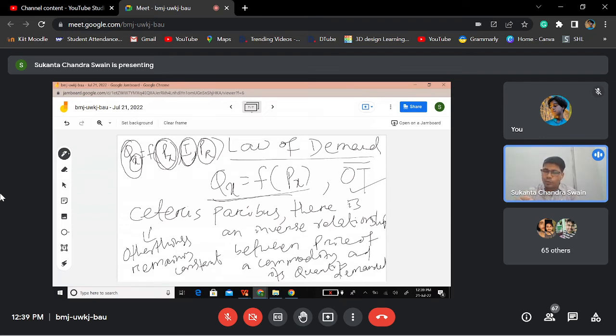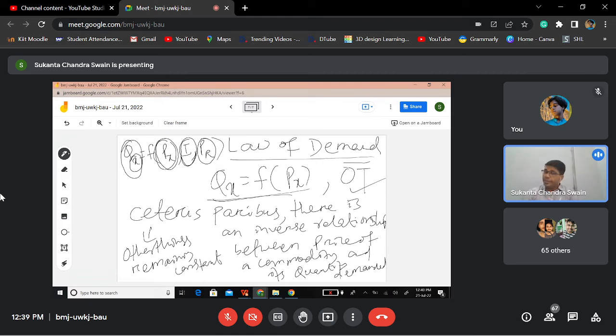My handwriting is not good because I'm writing on my fingertip. Try to upload it. If you find any confusion while reading this one, just ask me. I don't have that pen to write, I'm writing on my finger. So ceteris paribus, there is an inverse relationship between price of a commodity and its quantity demanded. So other things remaining constant, price of a commodity and its quantity demanded are inversely related. It means if price increases, quantity demanded decreases, and if price decreases, quantity demanded increases.